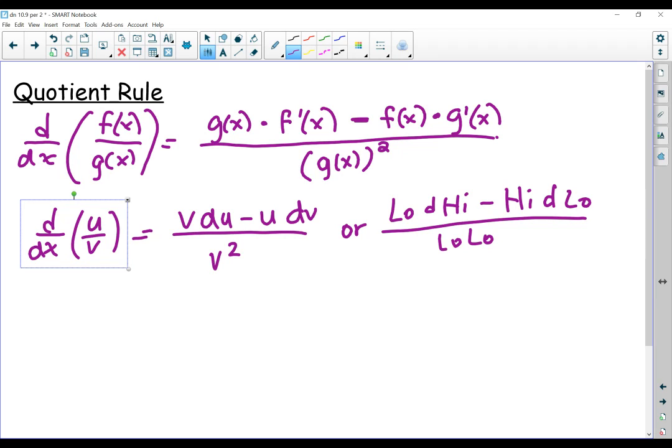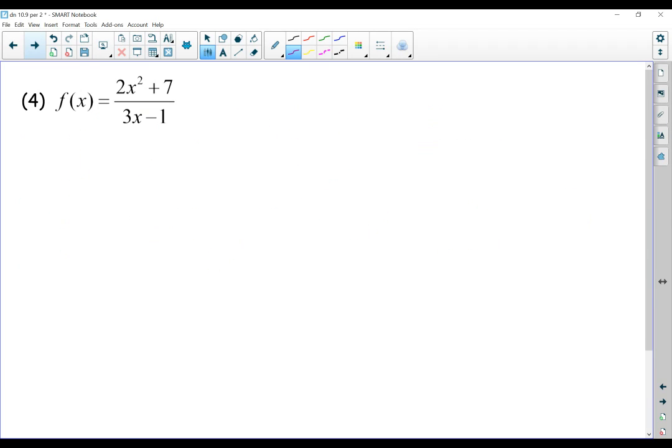Even sometimes when I do my asides, I call them low and high as opposed to u and v or f and g. Okay, so let's do an example of the quotient rule. Notice I can't break it apart here. I can't rewrite it using algebra because there's this addition and subtraction here. So I'm going to have to use the quotient rule.